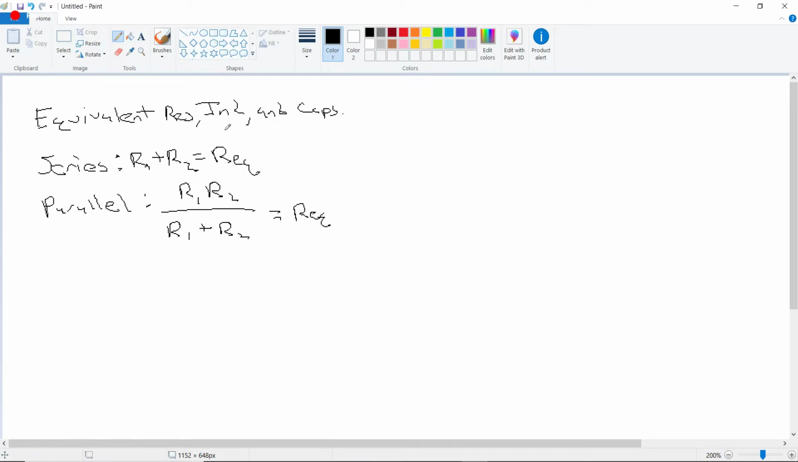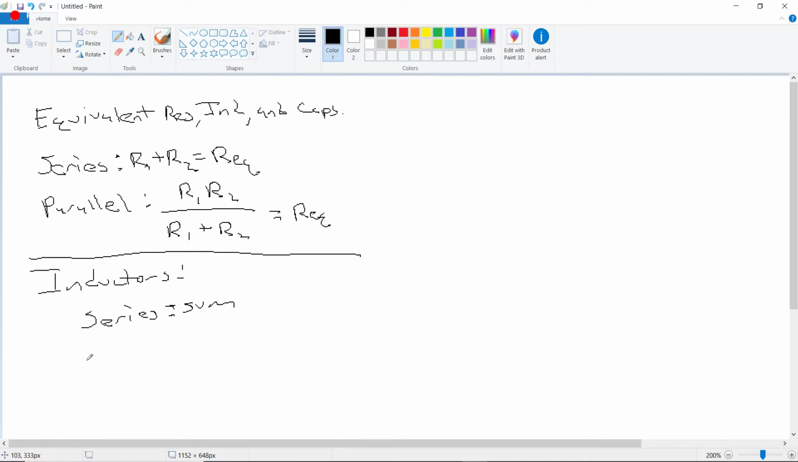But do you guys know how they work for both inductors and capacitors? Well, it turns out for inductors that inductors are the exact same as resistors. If you have series inductors, you just sum them, and if you have parallel inductors, you use the formula. So that's nothing new and nothing special. It's just something for you guys to remember. So for inductors, if you have series, you sum them, and if they're in parallel, use the formula.